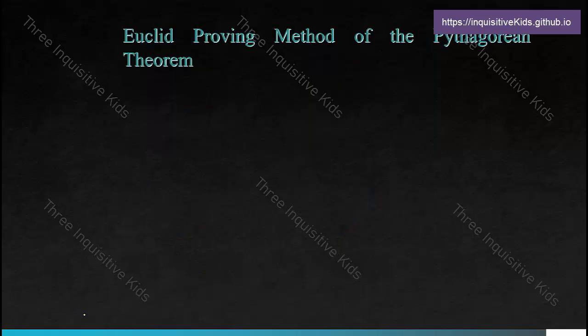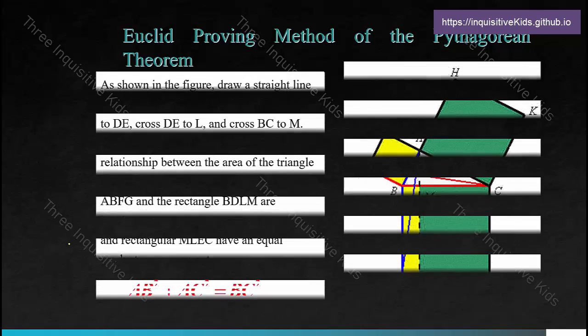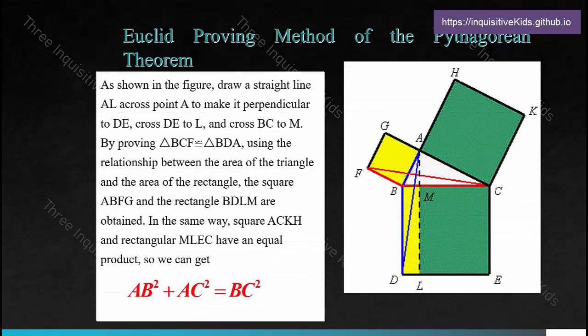And this is the Euclid proving method of the Pythagorean theorem. As shown in the figure, draw a straight line AL across point A, right here. Maybe I should do my laser pointer. So right here, across point A to make it perpendicular to DE. Then cross DE to L and cross BC to M.